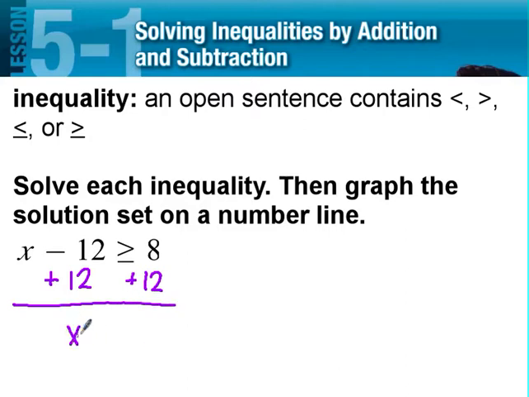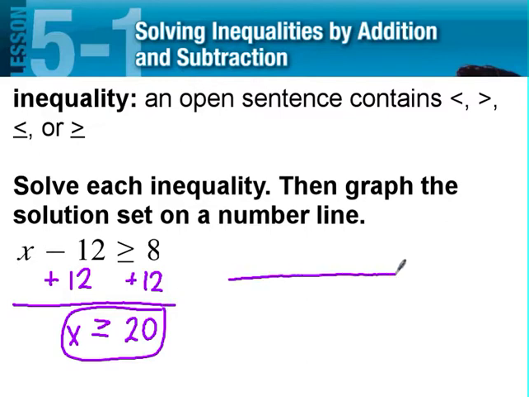And you're going to do the exact same thing you would do if it was an equation. So here I get x greater than or equal to, because the 12s drop off. What is 8 plus 12? 20. So there's your first answer. Now remember, it said graph the solution set on a number line. So now what I need to do is start with the number line. And I need to get to 20. So I'm going to go by tens.